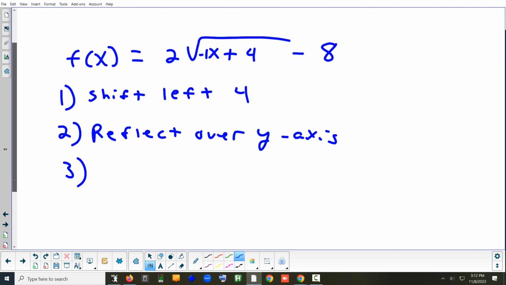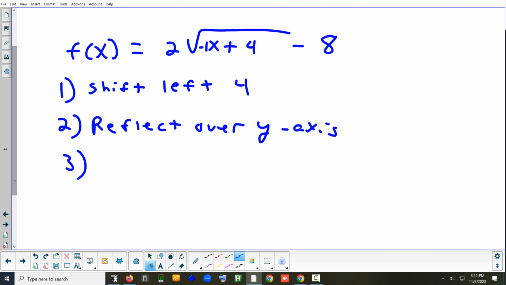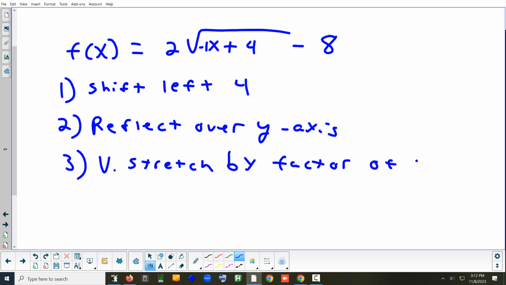What's the third one? Vertical stretch by a factor of 2. Yep, so we have a vertical stretch by a factor of 2. And what's the fourth thing that's going to happen? Downward shift. Yep, shift down.